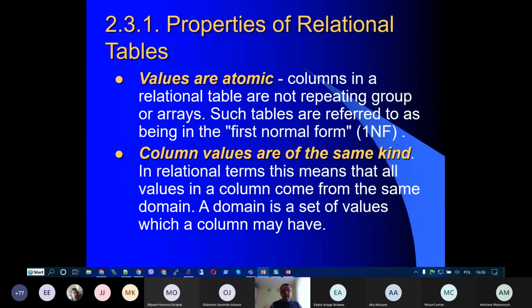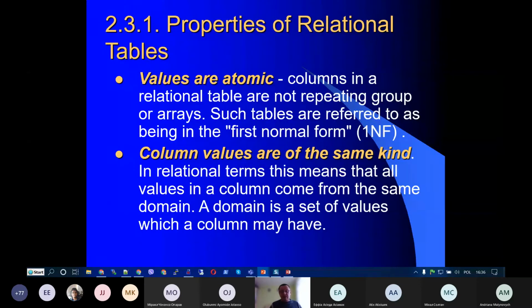So first of all, columns in a relational table are not repeating groups or arrays. Such tables are a demand of the so-called first normal form in normalization. So at the intersection of rows and columns there must be a single value. It has to be a number, or a string of text, but it must be one value, not a combination of multiple. Even if it is a picture, or even a video of gigabytes in size, it is a single item, a single thing.